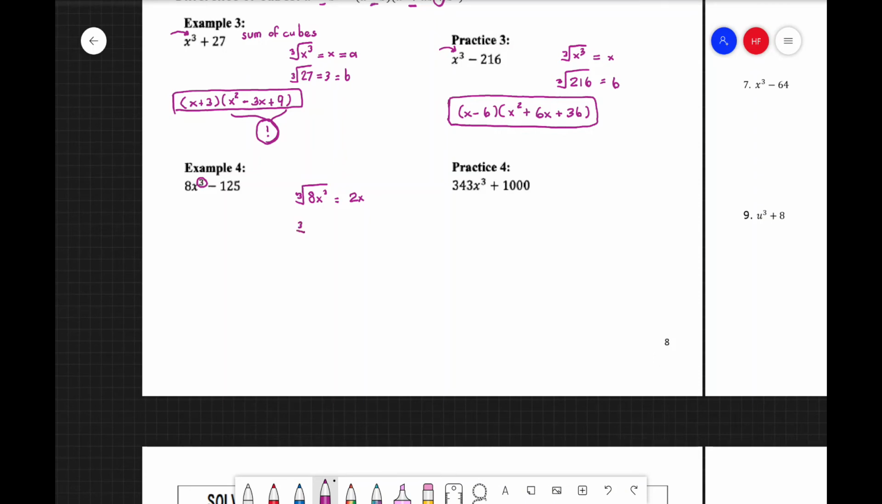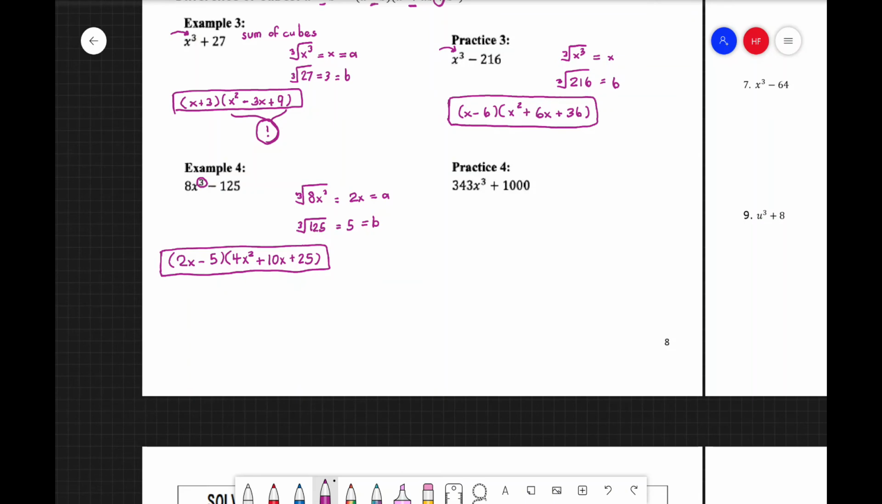And we'll do the same thing with 125. Cube root of 125 is 5. So this is my A, and this is my B. And so we'll plug that in. We've got 2x, same sign, minus 5. Square the first term, so square 2, we get 4. Square x, we get x squared. Then we're going to squish them together with the opposite sign. 2x times 5 is 10x. And then square the last term, always with a plus on it, plus 25.